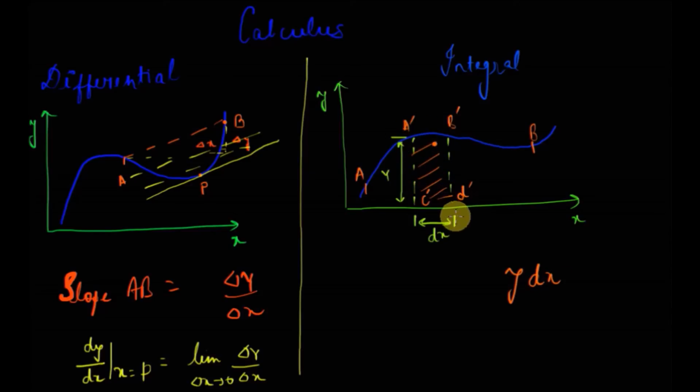Now let's say I integrate this and I move my x from a to b, then essentially I will get the area under the curve from point A to point B, right? So integration of y dx from A to B is essentially the area under the curve from the point A to the point B. So this is the meaning of integration.